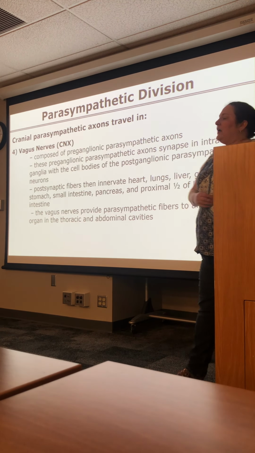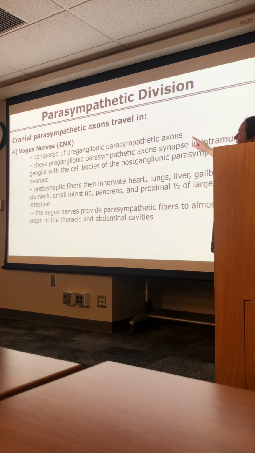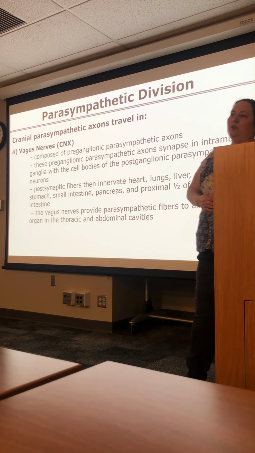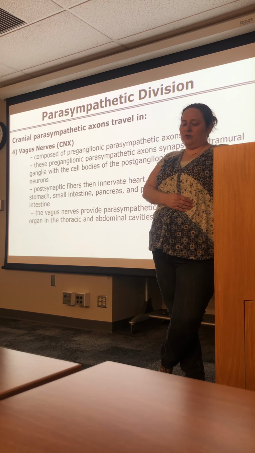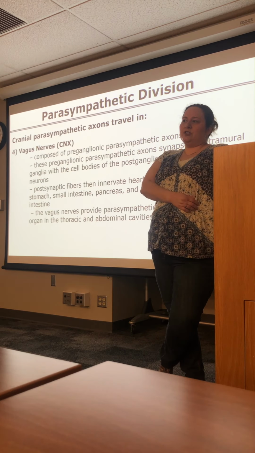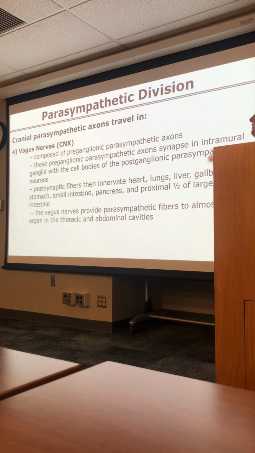Near the splenic flexure is where the vagus nerve stops its innervation. It's about 2/3 of the way across the transverse colon. So about 2/3 of the way across the transverse colon, near that splenic flexure, we're going to see the ending of the vagus nerve's innervation of the GI tract. Okay? But if you think about it, those 2 vagus nerves are hugely important because they're providing parasympathetic fibers to almost every organ in the thorax and abdominal cavities.